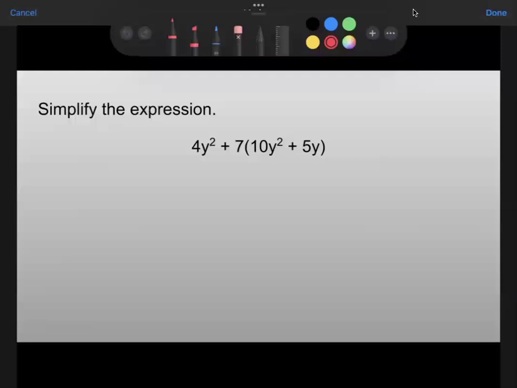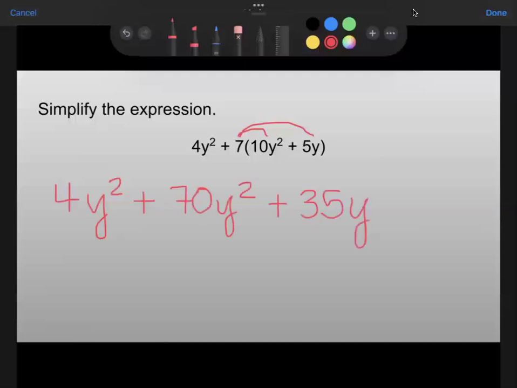Okay, here's our next practice problem. We see here some parentheses, which means we're going to be using the distribution property. But we also see some stuff outside this parentheses, so maybe we're going to be using more than that. Let's start with the distribution property first. We're going to multiply 7 times the 10y squared and 7 times the 5y squared. I'm going to go ahead and rewrite the 4y squared right here. Now there's a plus in between there, so I'm going to keep that there. 7 times 10 is 70, so I'm going to rewrite that as 70y squared. And then 7 times 5 is 35. So I'm going to keep that plus sign and write 35y.